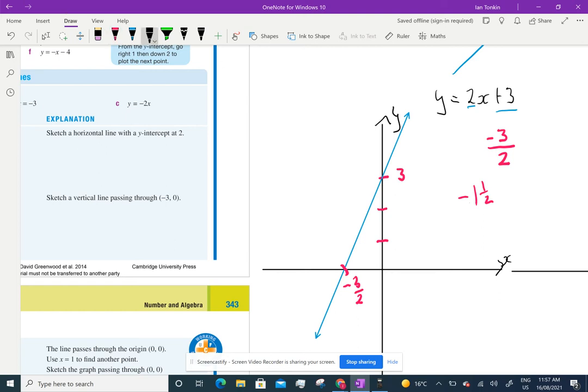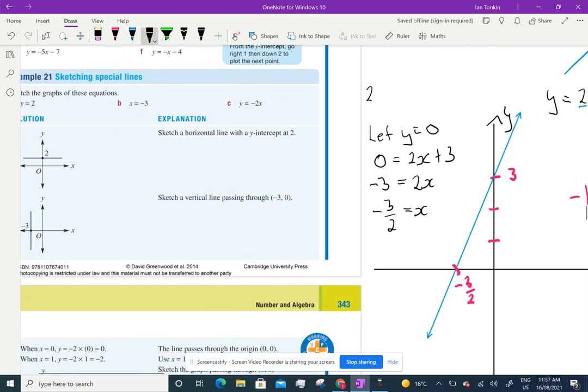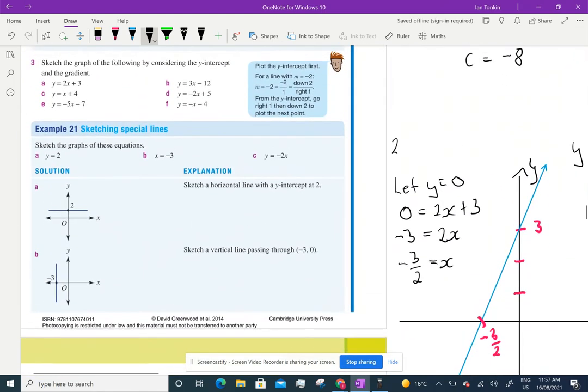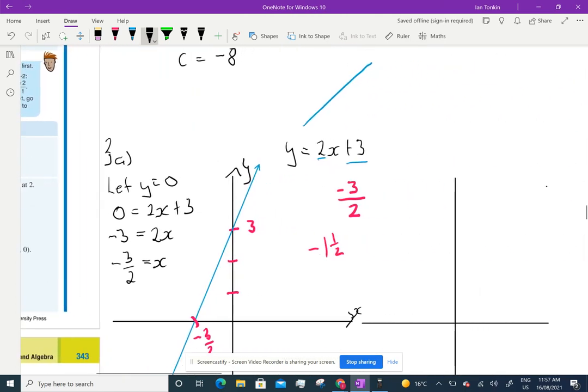The other way, I'm only going to do this once from now on, is to let y equals 0. And watch what happens. I get an equation. 0 equals 2x plus 3. I minus the 3 to get rid of it. And I divide by the 2. And I magically get this x-intercept. So that was question 3a. Was it 3a? I don't want to resize this because I'll lose it. 3a. You do 3b. See how you go. I'm going to do 3c.